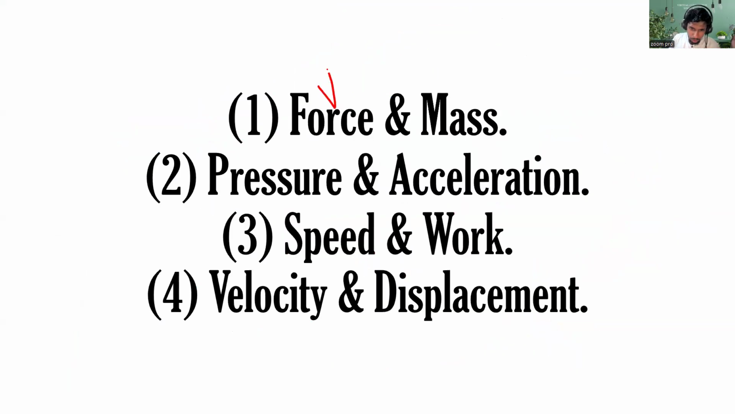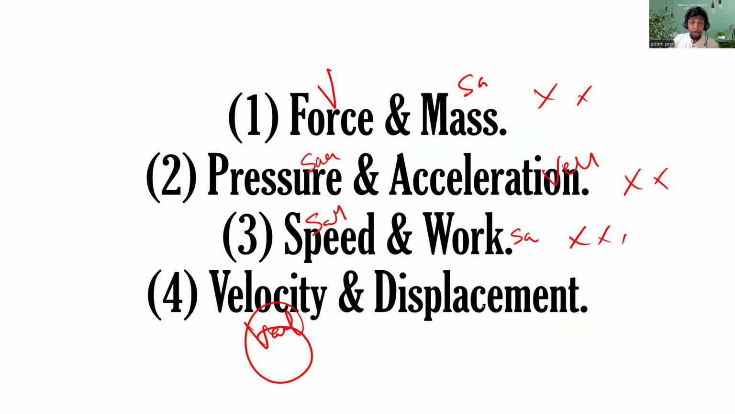So now the answer is here. Force is also a vector, okay. But mass is scalar. So that is the wrong answer. They are asking for vector quantities. Pressure, scalar quantity. Acceleration, vector quantity. But they are asking that both of them must be vector quantities, right? Speed, scalar quantity. Work, scalar quantity. There is no direction for work and so on, right? So that is also not the answer. Velocity, vector quantity, yes. Displacement, vector quantity, yes. So the answer is the fourth one, right?